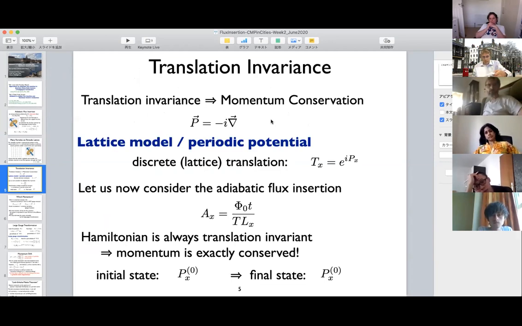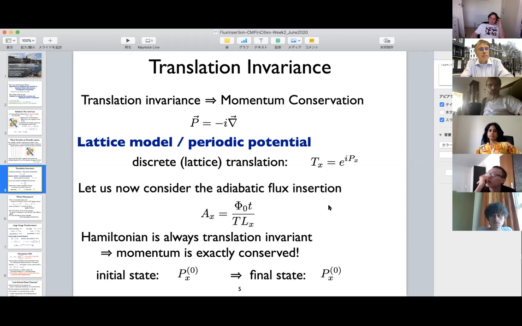Maybe it's easier to think about this in continuous space. If you have continuous translation invariance, then momentum is conserved, and the momentum is given by minus i times the derivative. But in the lattice, we have only discrete translation symmetry. So if Tx is an operator translating by one unit cell or lattice constant, the momentum P can be defined in this way: the exponential of iP is equal to the translation symmetry.